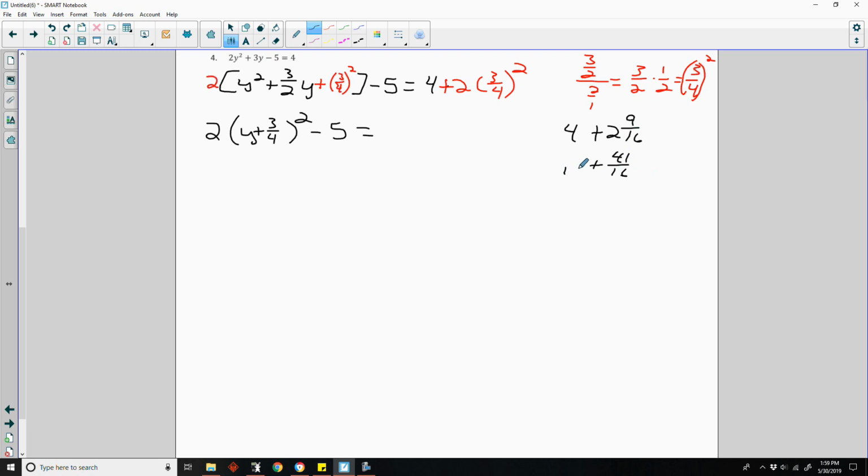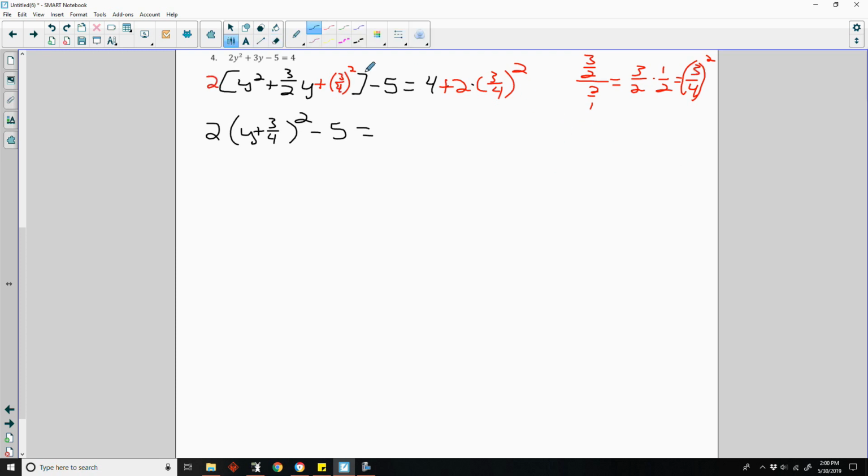And I want this to have a denominator of 16. So 16 times 4 is 64. So 4 is 64/16. So 64 plus 41 is 105 over 16. Okay, a little bit of a mistake there. I was thinking this is multiplied, and I was just thinking it's 2 and, which is plus. So let me fix this.